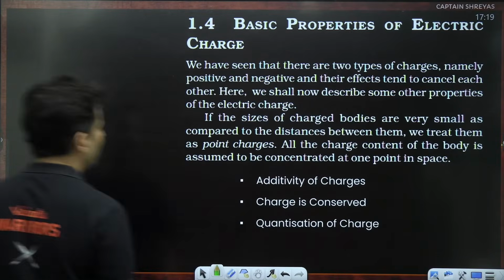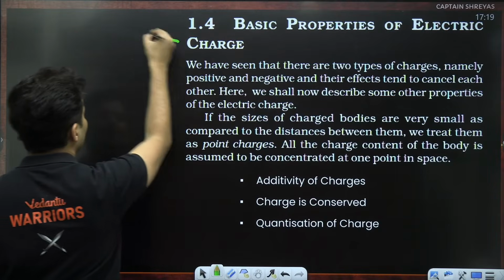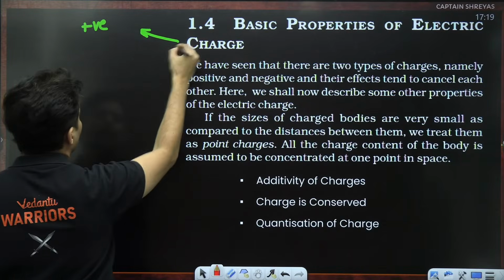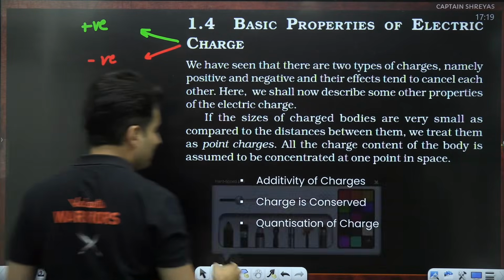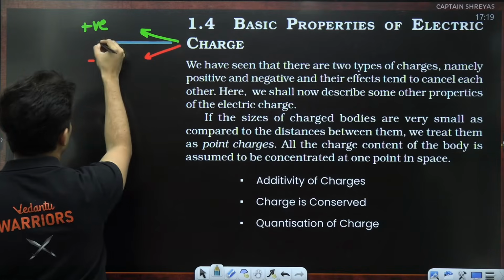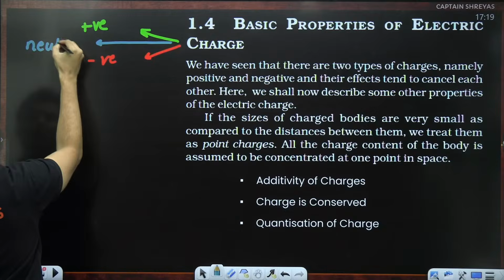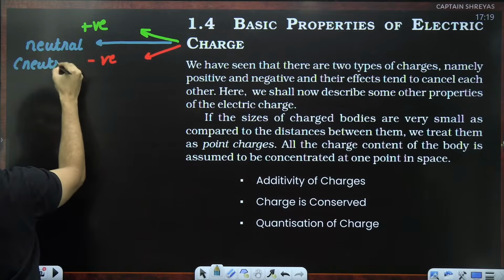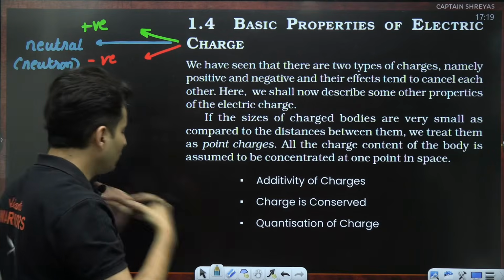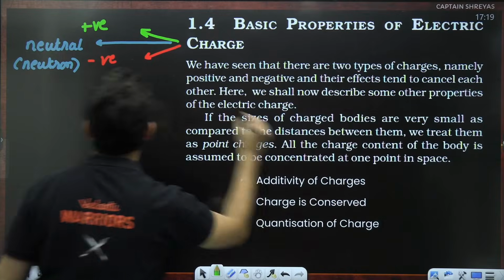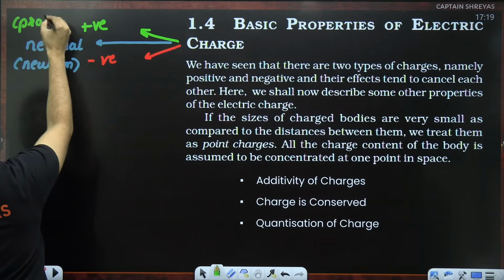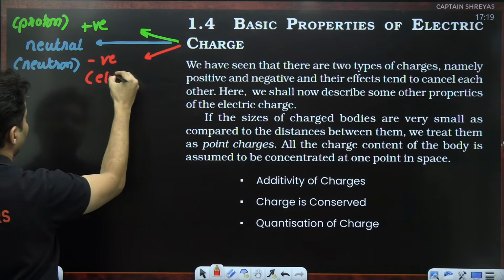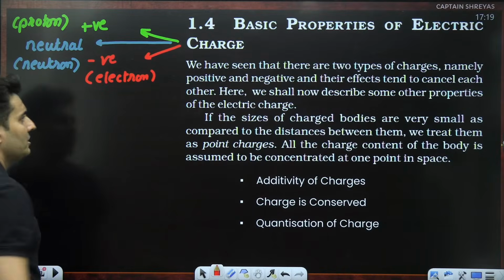First of all, you should know that there are two kinds of charges. Whenever you talk about charges, either it can be positive or it can be negative. There are certain objects which do not have any charge, and those are neutral objects. Example, neutron. Neutron has no charge at all. The example of a positive charge is a proton. The example of a negative charge is an electron.